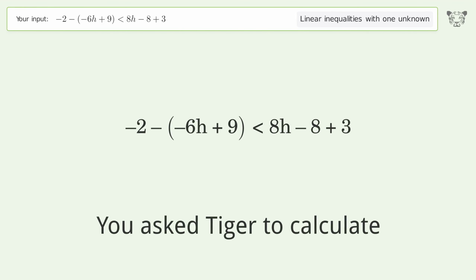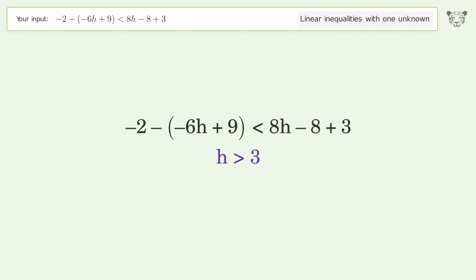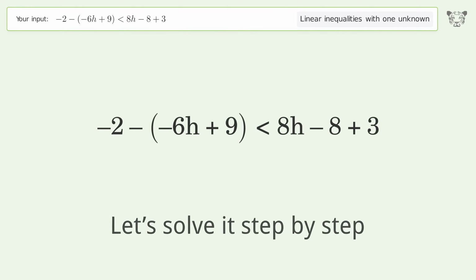You ask Tiger to calculate. This deals with linear inequalities with one unknown. The final result is h greater than -3. Let's solve it step by step.